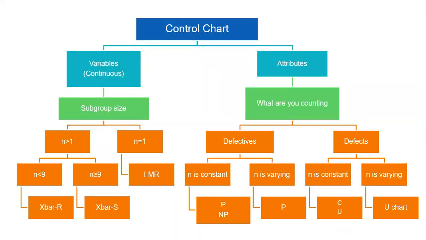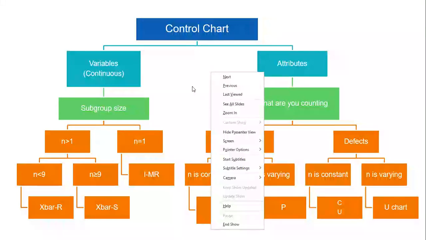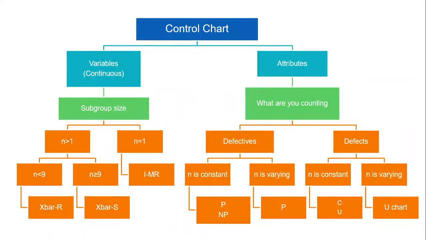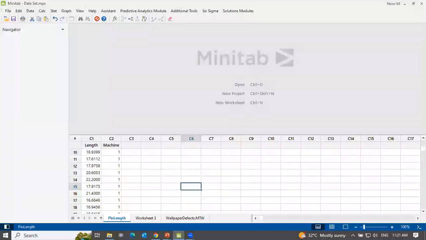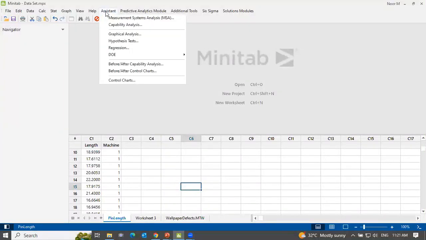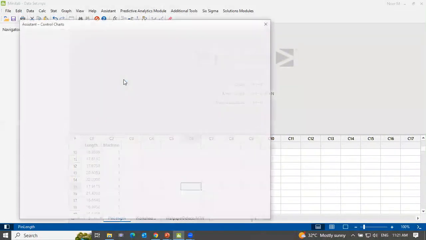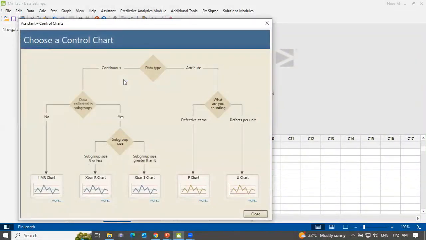If you already installed Minitab on your PC, or maybe after this you install it, you can see this diagram using the Assistant. Go to Assistant, choose the control chart, okay, it will be the same, and then more information, okay?